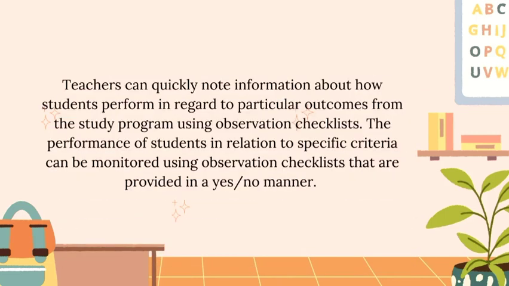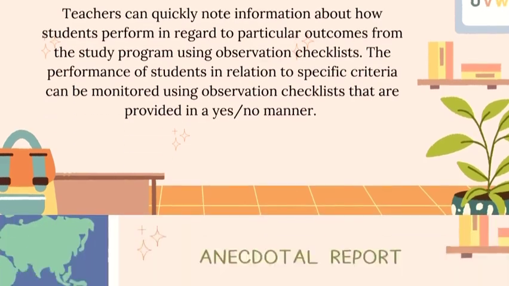So teachers can quickly note information about how students perform in regard to particular outcomes from the study program using observation checklists. So the performance of students in relation to specific criteria can be monitored using observation checklists that are provided in a yes or no manner.